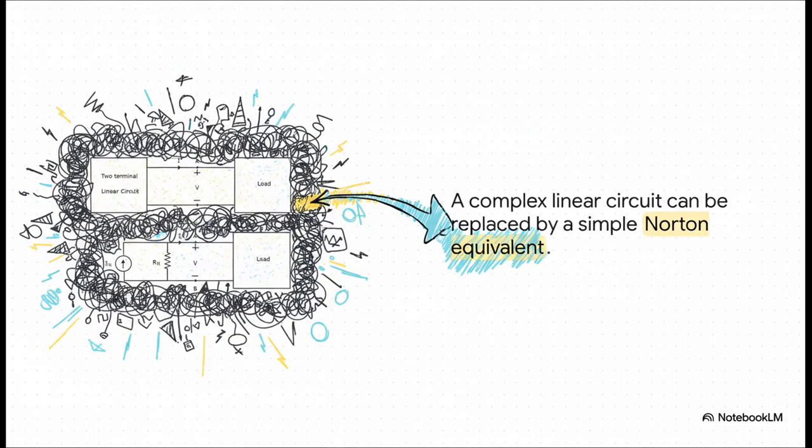And this right here, this is the big promise. On the left, you've got that complicated black box. And on the right, that's what Norton's theorem lets us turn it into. It's a total game changer, and we're about to see exactly how it works.